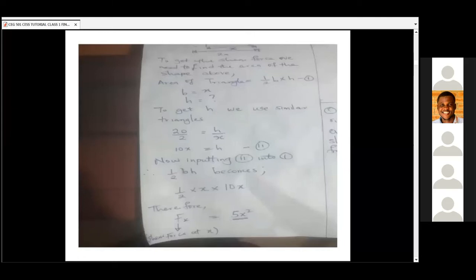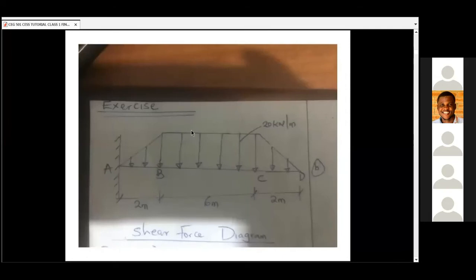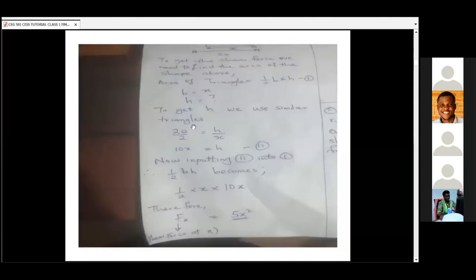Now, to get the value of H, we use similar triangles like I have said. The height of the total triangle, which is span CD, you can look at your drawings to understand what I'm trying to say. The span of CD has a total height of 20, while the base has a length of 2 meters from our drawing. That's what was indicated here, where you saw the 20 over 2. Now the height of the subset triangle is H, and the base is X. If we do our normal cross multiplication and division, we'll know that H equals 10X.